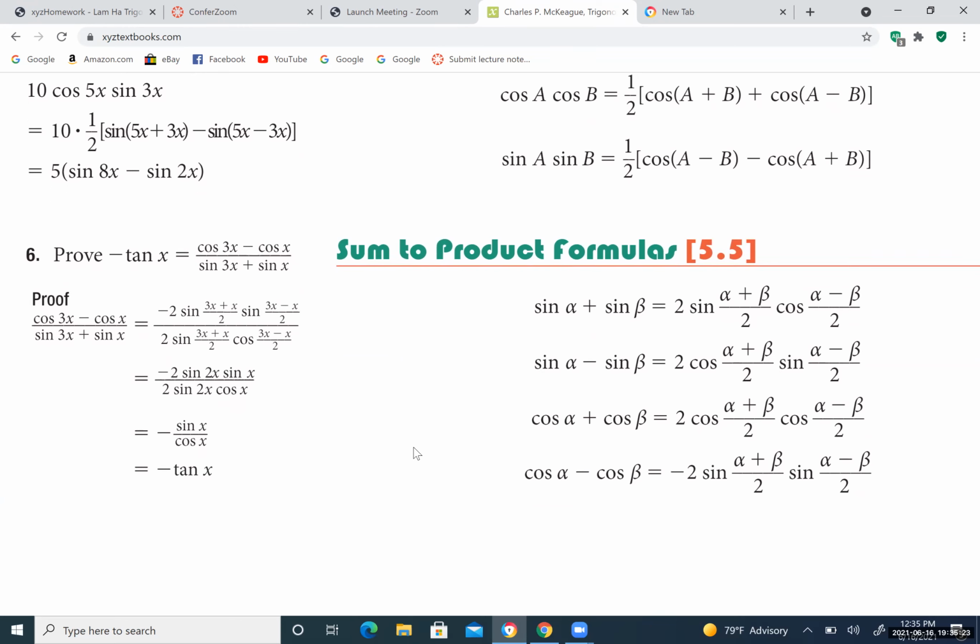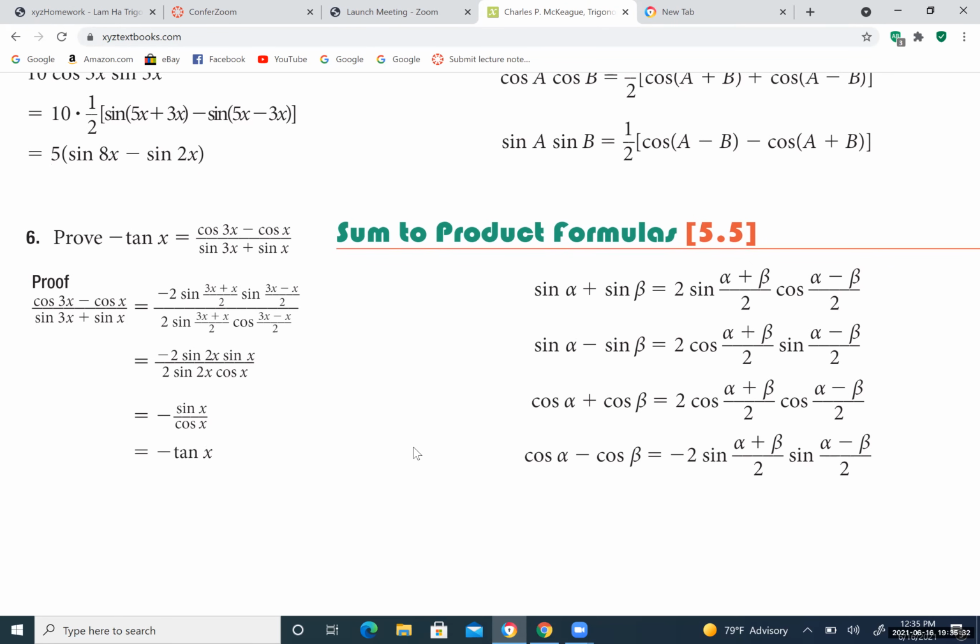So this formula, okay, again, right here, you should know, even though it's rare. And having this, the example applied to this is you can prove something. So right here we're proving minus tangent x equal to cosine 3x minus cosine x divided by sine of 3x plus sine x. See that? It's kind of complicated, right?